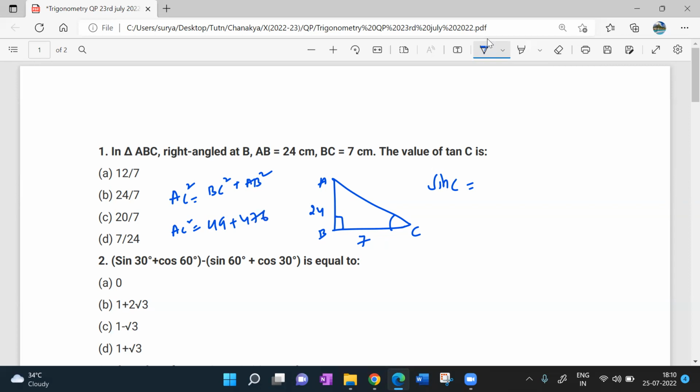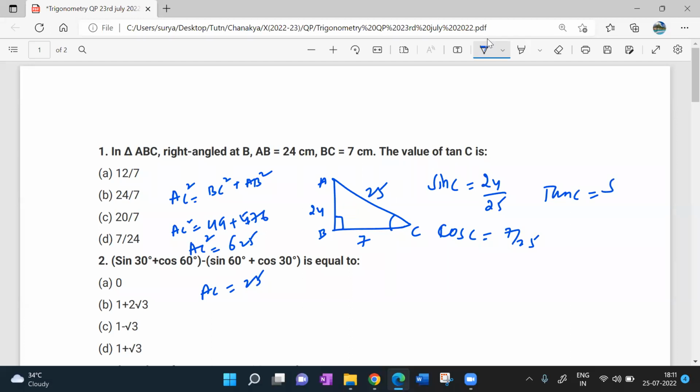Correct? How much are you going to get now? 49 plus 576 is 625. So AC square is 625, AC value is going to be 25. So sin C value is what now? Sine is opposite by hypotenuse, so 24 by 25. So cos C value is what? What is cos C? 7 by 25.